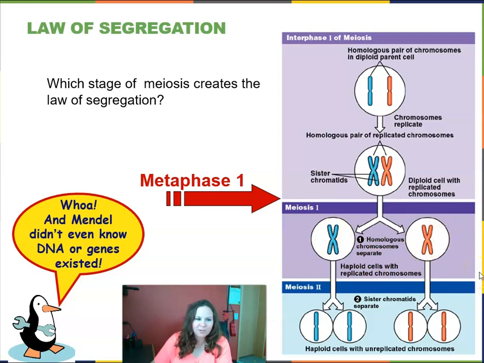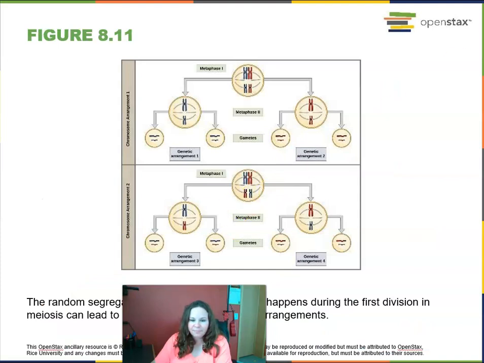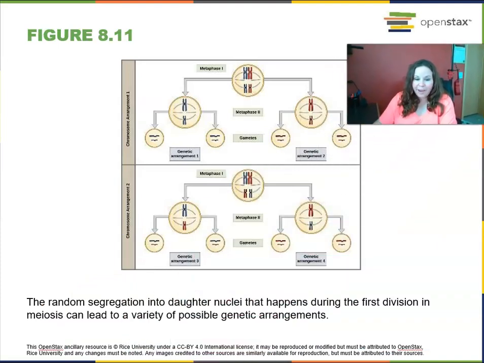But remember, there's those other awesome things going on like crossing over. So all of dad's genes might not be on this sister chromatid here. It might be a mix of both mom and dad. So there's other things at work as well. And it's random segregation during the first division in meiosis. It can lead to a variety of possible different genetic arrangements.